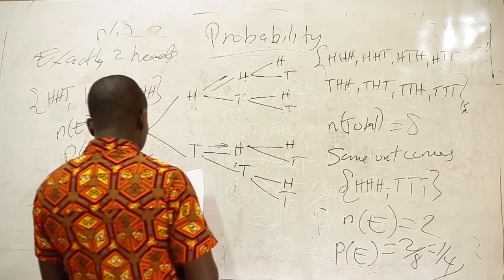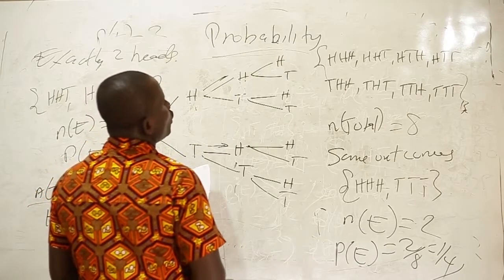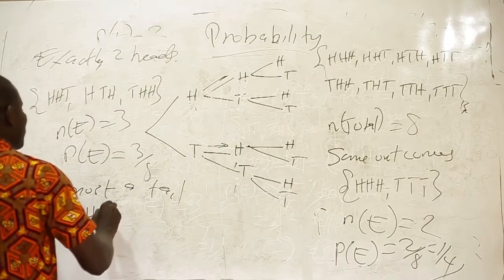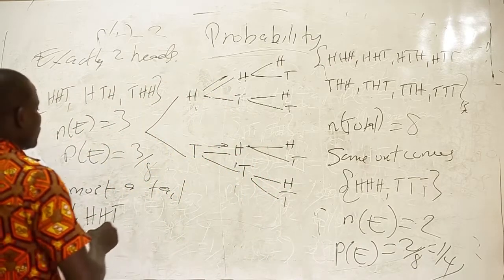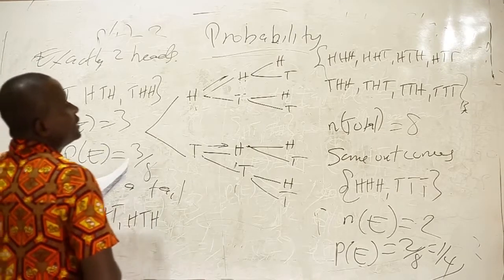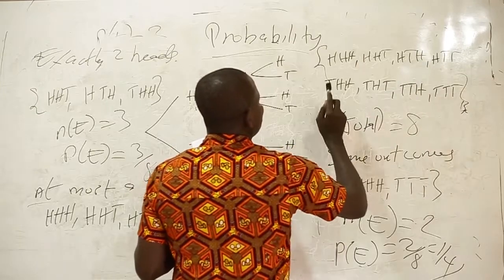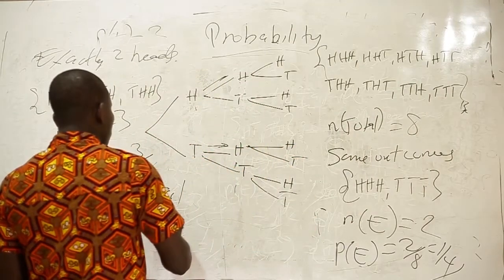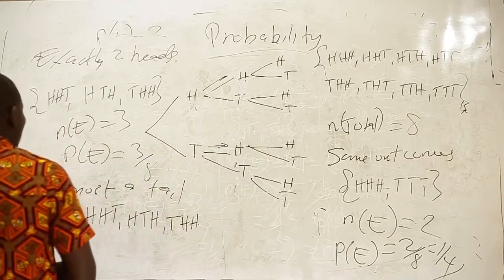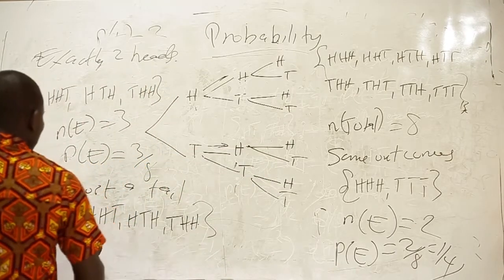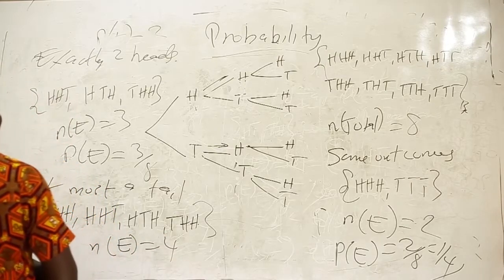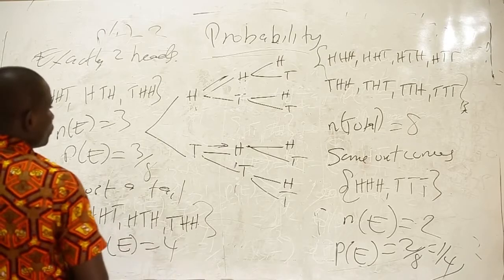It says at most a tail. So, okay. Yes, HHT, 1 tail is part. Then HTH got 1 tail. This one cannot be counted because there are 2 tails. This is 1 tail. So THH. The rest, the tails are more. So number of events is equal to 4. That is, we have 1, 2, 3, 4.